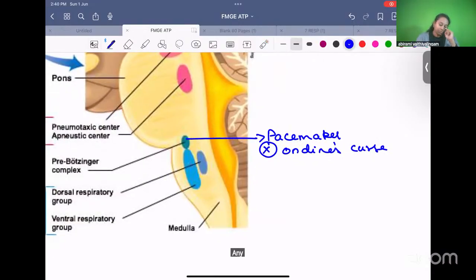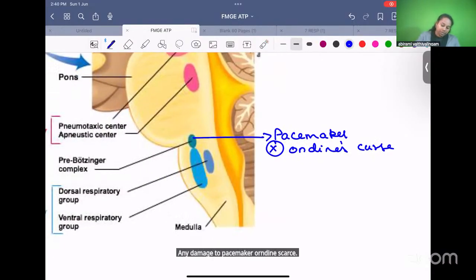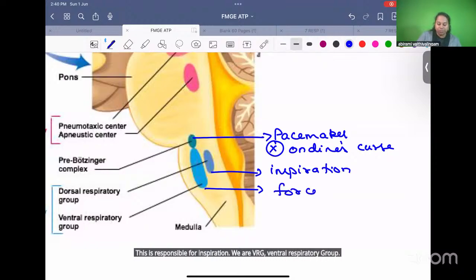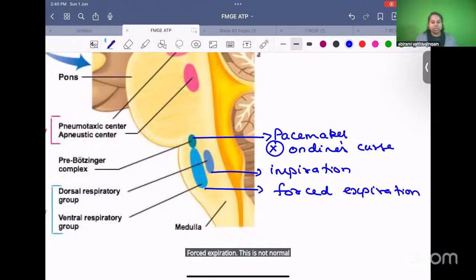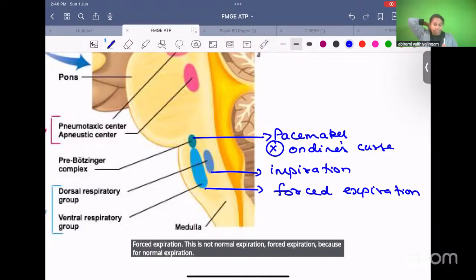Any damage to the pacemaker causes Ondine's curse. DRG, the dorsal respiratory group, is responsible for inspiration. VRG, the ventral respiratory group, is for forced expiration. This is not normal expiration, only forced expiration, because for normal expiration you don't need any centers at all.